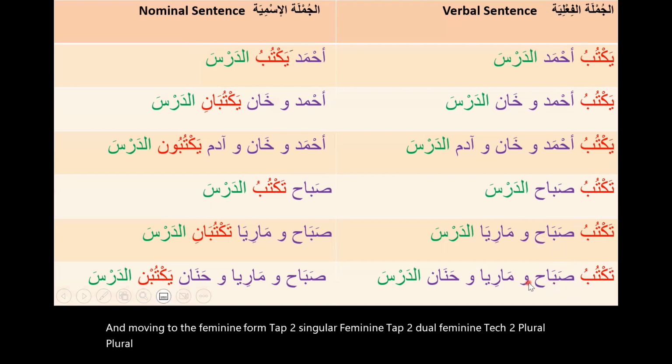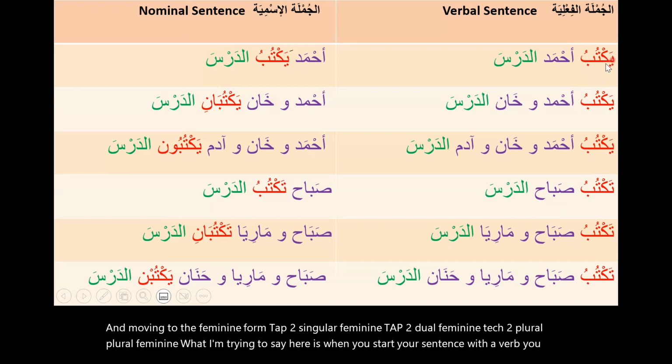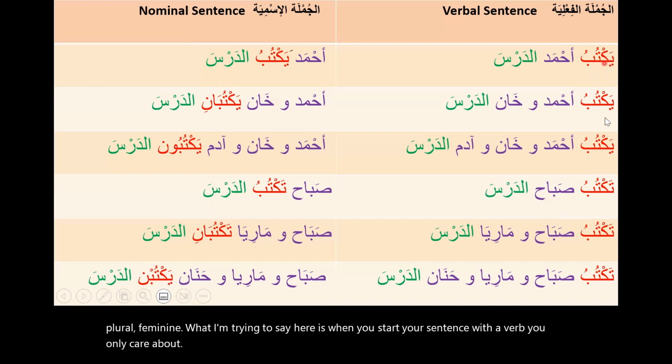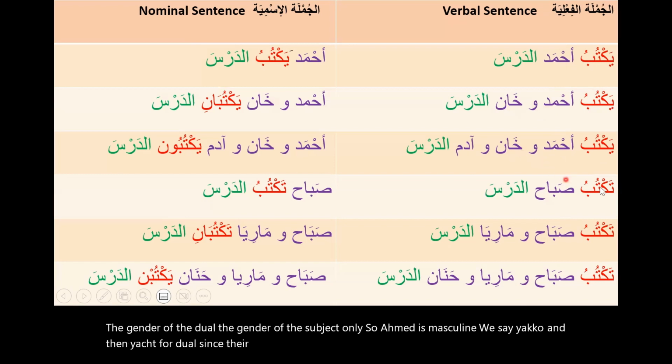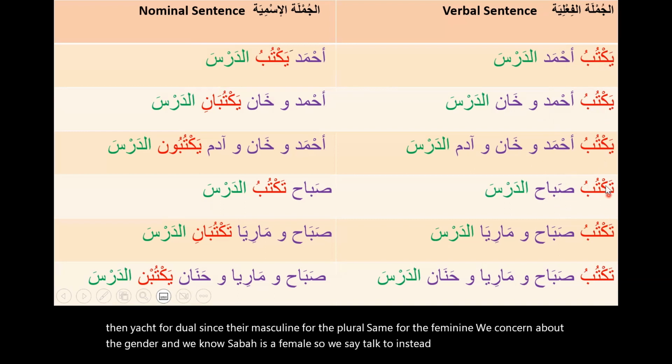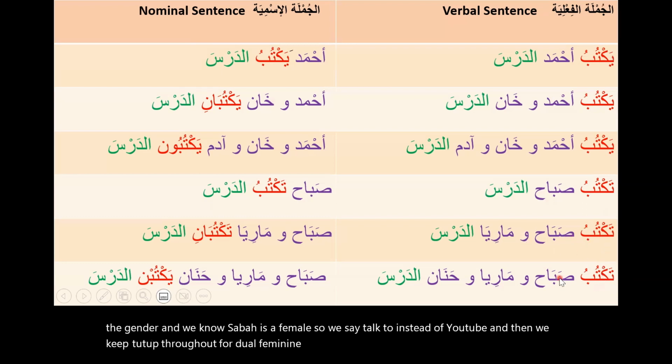What I'm trying to say here is when you start your sentence with a verb, you only care about the gender of the subject only. So Ahmad is masculine, we say yaktub. And then yaktub for dual, since they're masculine, and for the plural, same. For the feminine, we are concerned about the gender, and we know Sabah is a female, so we say taktub instead of yaktub. And then we keep taktub throughout for dual feminine and for plural feminine.